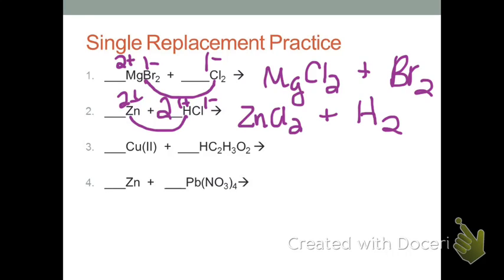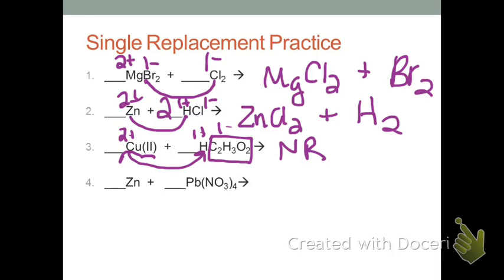Now the third one, copper, they're telling you is a 2 plus, hydrogen is a 1 plus, and then the entire acetate is a 1 minus. Copper and hydrogen are going to switch. Copper is not above hydrogen when you check your activity series, so it's no reaction. Do not write the products, do not balance.